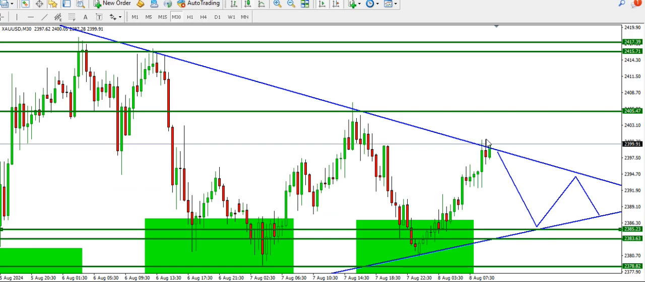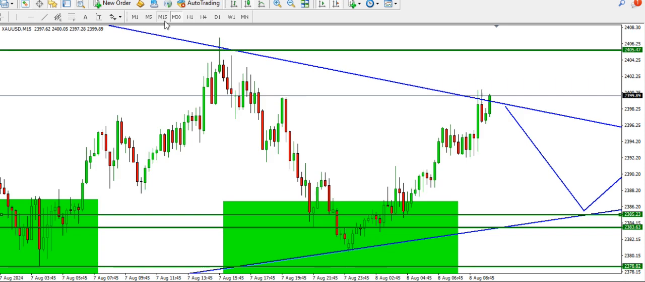But is it going to close above the descending trend line, or give us a fake out and then drop back below for the range to continue? Only time will tell. The bulls, the buyers are pushing price up.